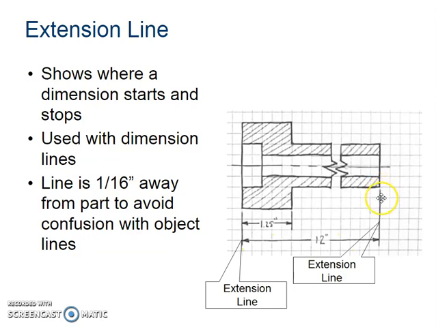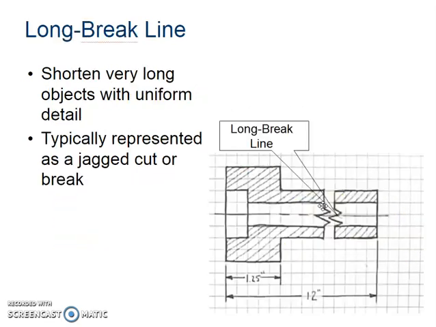Extension lines go off of the object itself and state where the dimensions start. So here's the left, here's the right dimension line, and there's a right side dimension line for that smaller little section. By rule, the extension line is 1/16 away from the object itself. If they touch each other, then we've got a problem. Also, the extension lines should be a little less thick than the object lines around the object.